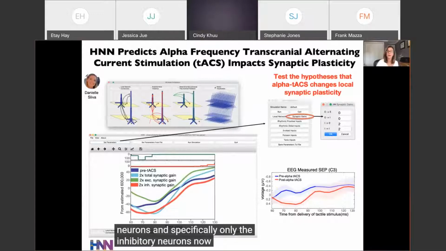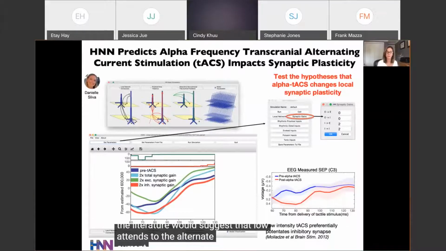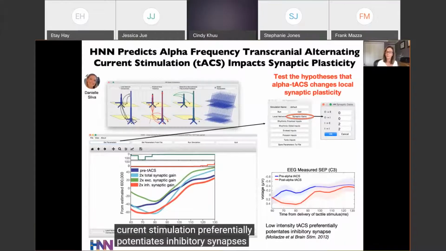Now, excitingly, this is actually supported by some of the literature, which suggests that low-intensity alternating current stimulation preferentially potentiates inhibitory synapses. And so now we have some evidence from our model that that may be what's underlying the difference in the EEG that we observed.